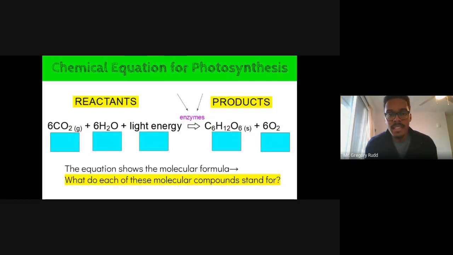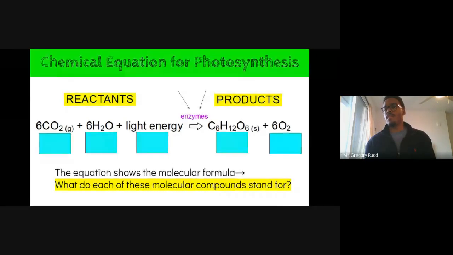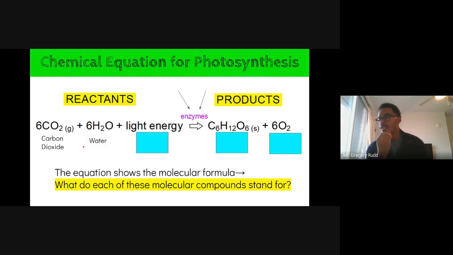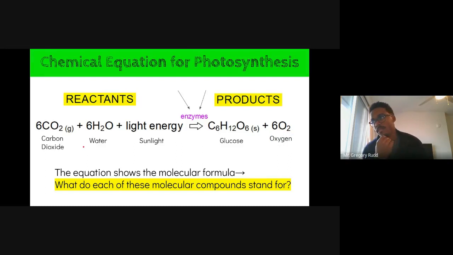So again, the reactants of photosynthesis are here. We've got 6 carbon dioxide molecules, plus 6 water molecules, plus sunlight. We use enzymes to catalyze this reaction, to speed it up. And what is produced is 1 molecule of glucose and 6 molecules of oxygen gas, essentially.